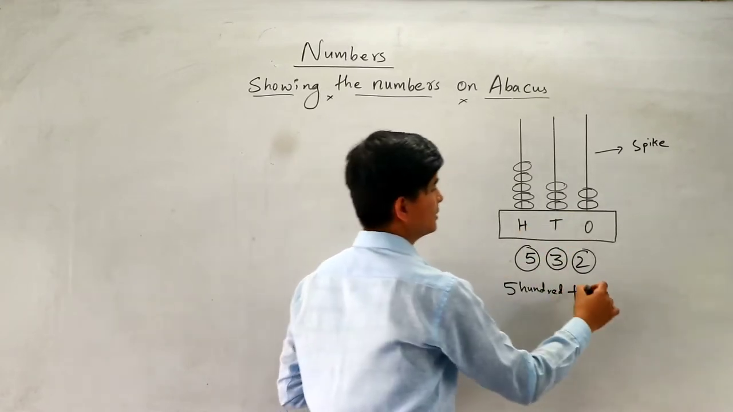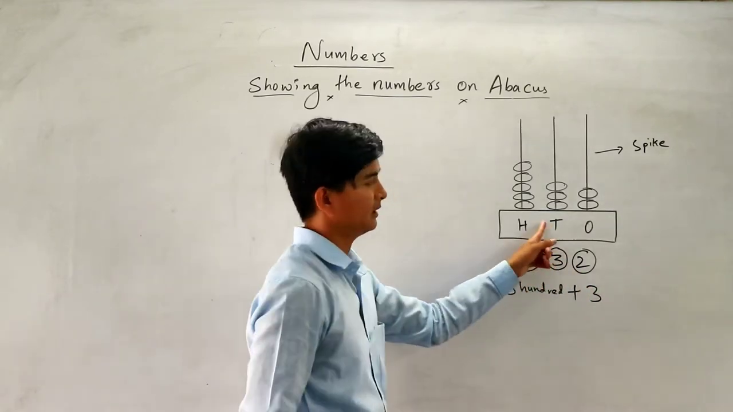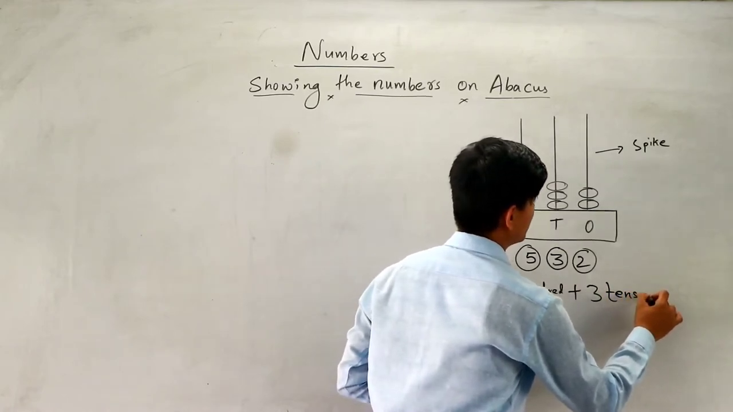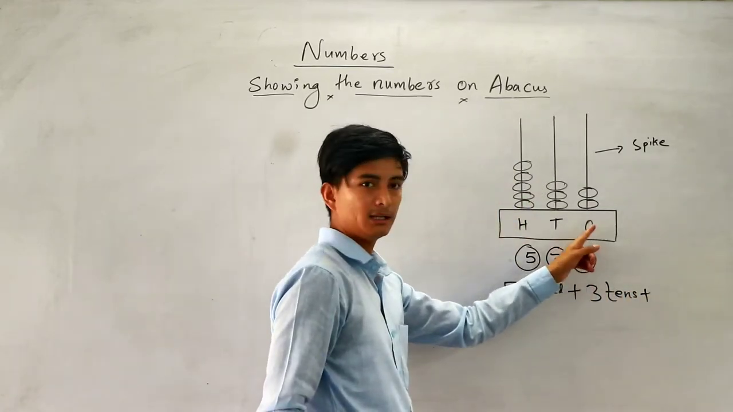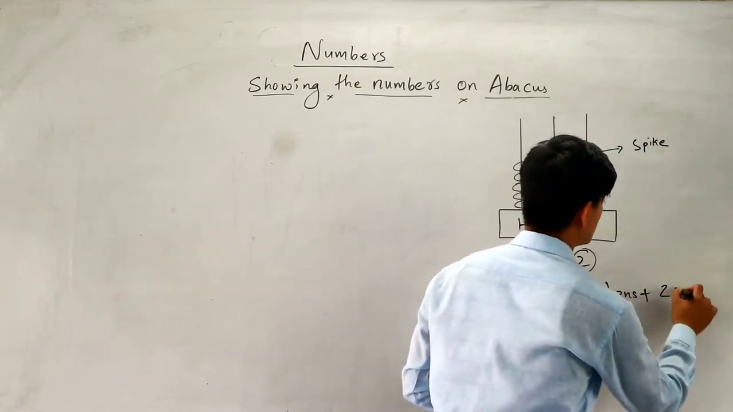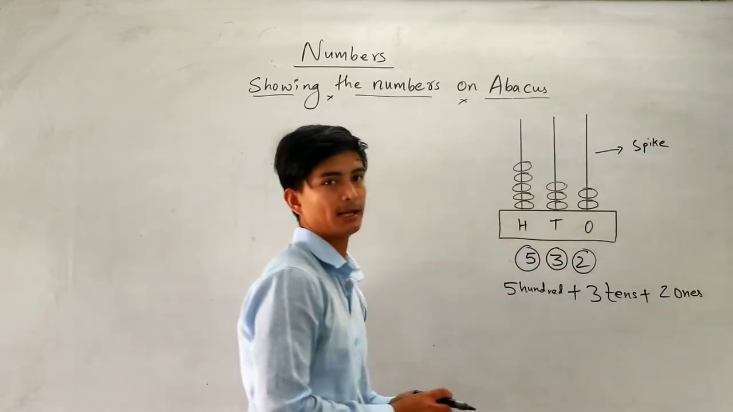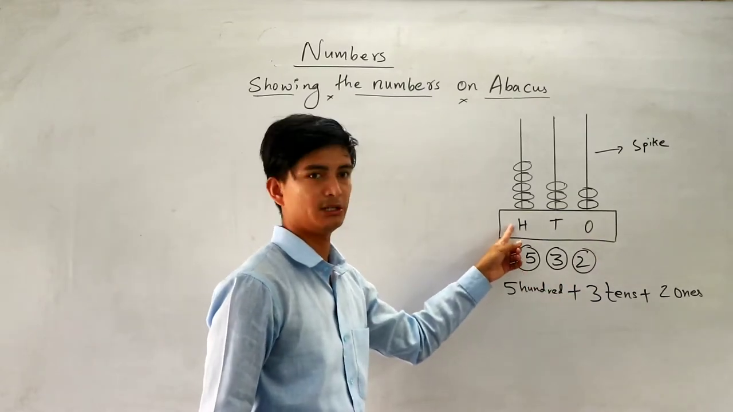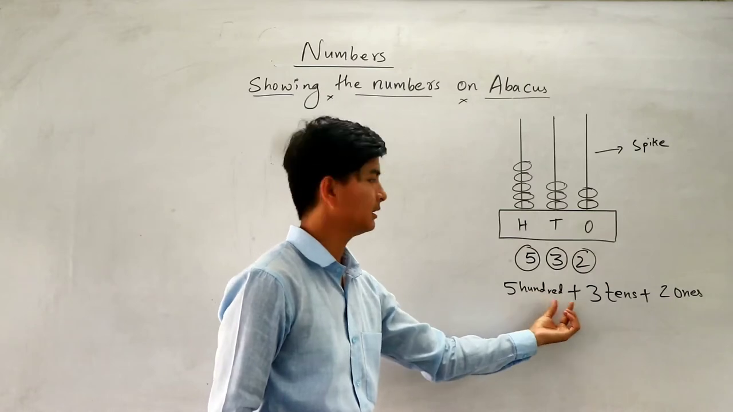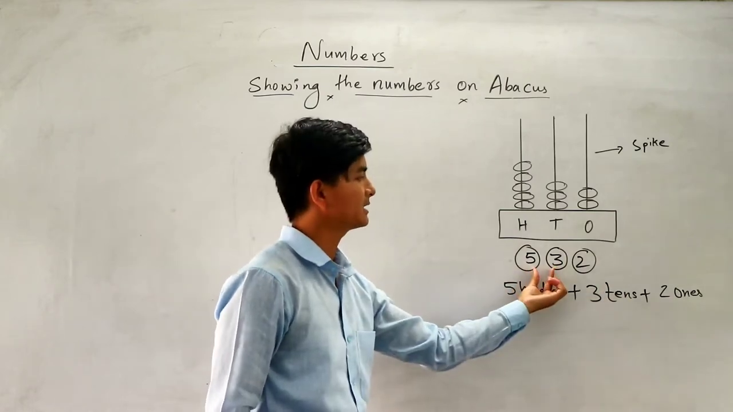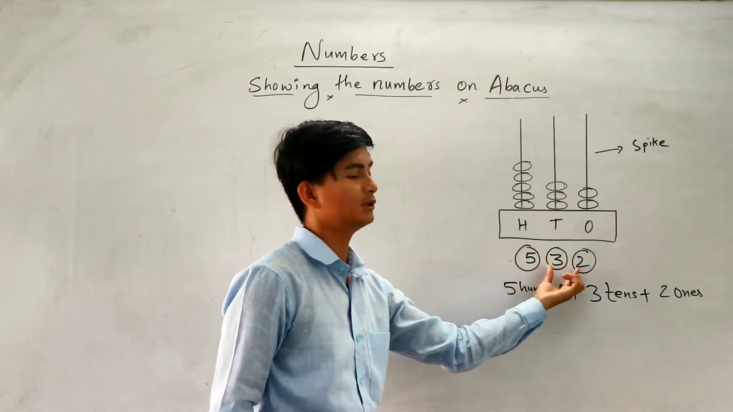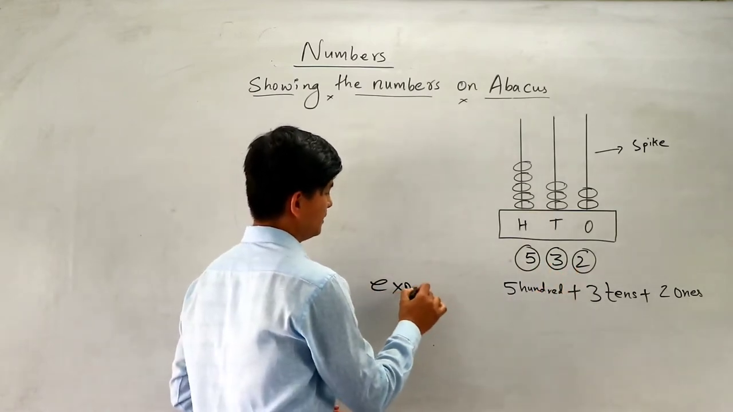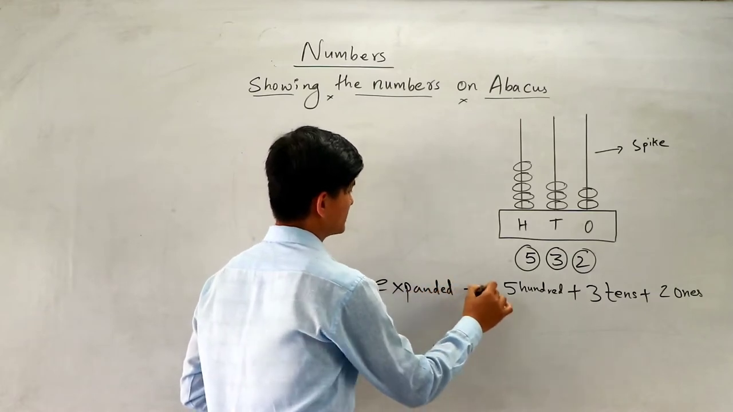plus 3, what is that? Above, what is 3? Tens. So 3 tens plus 2, and above it there is O, that means it is 2 ones. We should write the places as well. These are the places of the digits. In the 500 place, I have written 100. This is the expanded form. This is the standard form: 532, 532 is the standard form. It can also be called the expanded form. E-X-P-A-N-D-E-D, expanded.